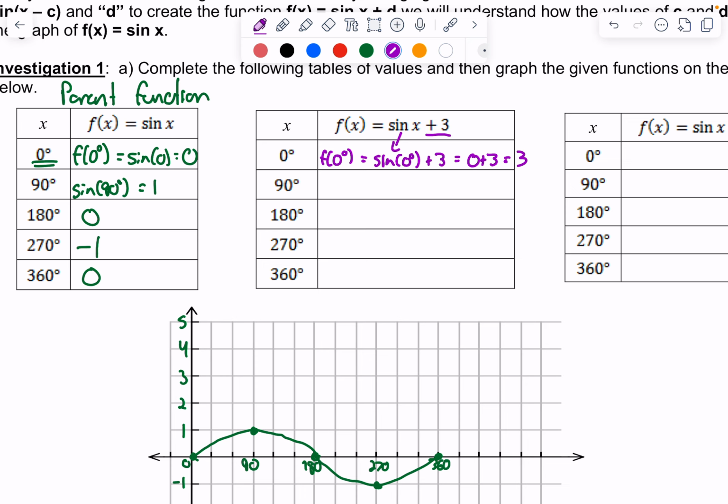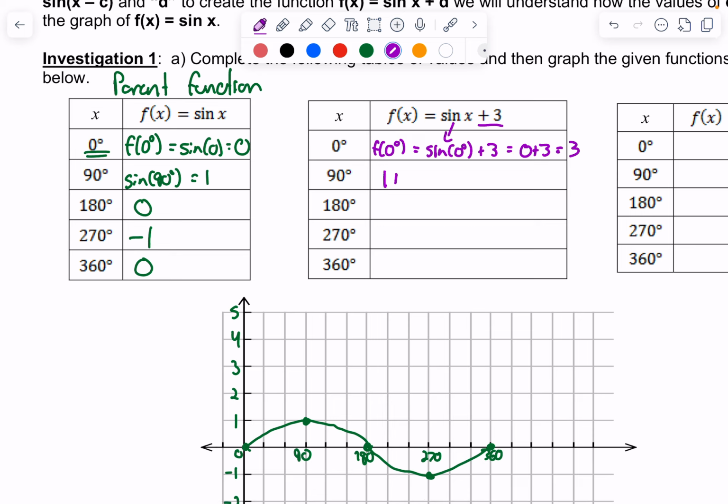So sine of 90 is 1. Then add 3 to that is 4. Sine of 180 is 0. Add 3 to that, gives you 3. Negative 1 plus 3, 2. And then 0 plus 3 is 3.